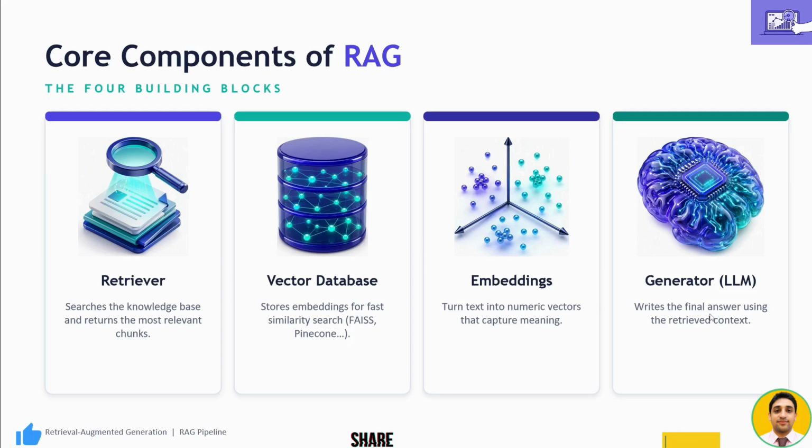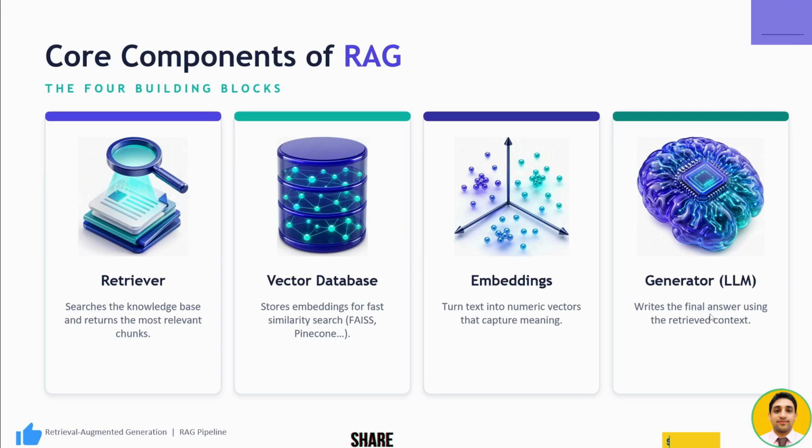The third component is embeddings themselves. Embeddings are what turn ordinary text into numeric vectors, essentially converting words and sentences into a mathematical form that captures their underlying meaning. This is the technology that allows a computer to understand that two pieces of text are conceptually similar even if they don't share the exact same words.